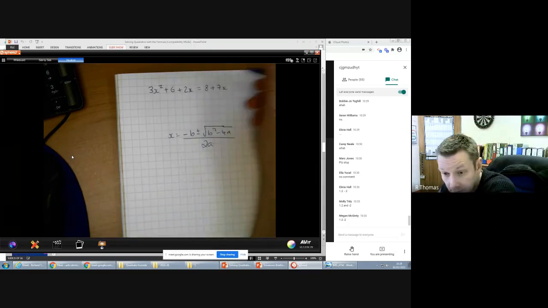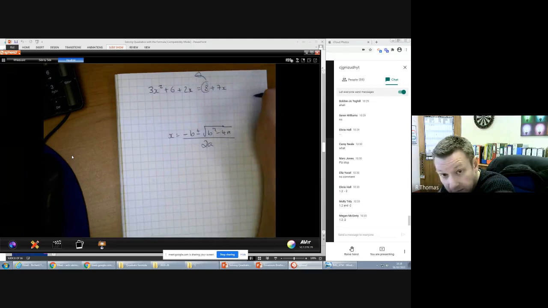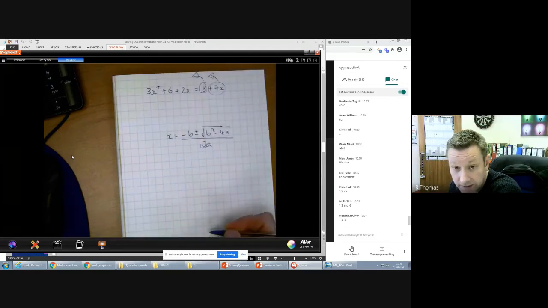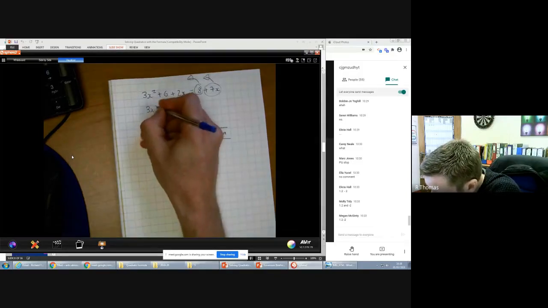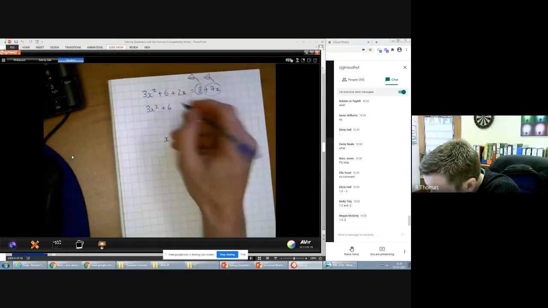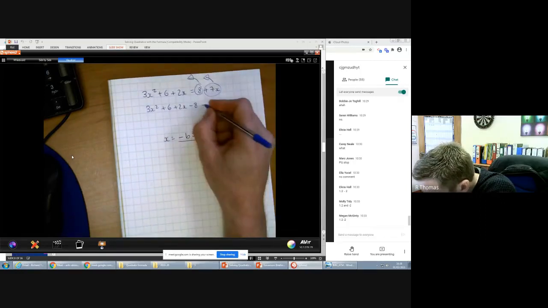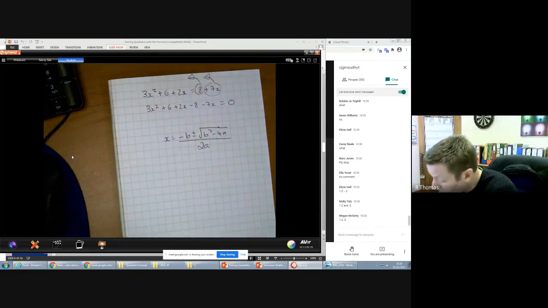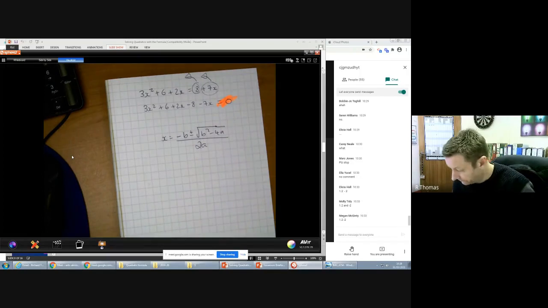Okay, so I'm going to bring this 8 over and it will become a minus. I'm going to bring this plus 7x over and it will become a minus. I'm not going to cut any corners yet, so I'm going to have 3x squared plus 6 plus 2x minus 8 minus 7x equals 0. So at least I've got it equal to 0, so I know that bit is right.